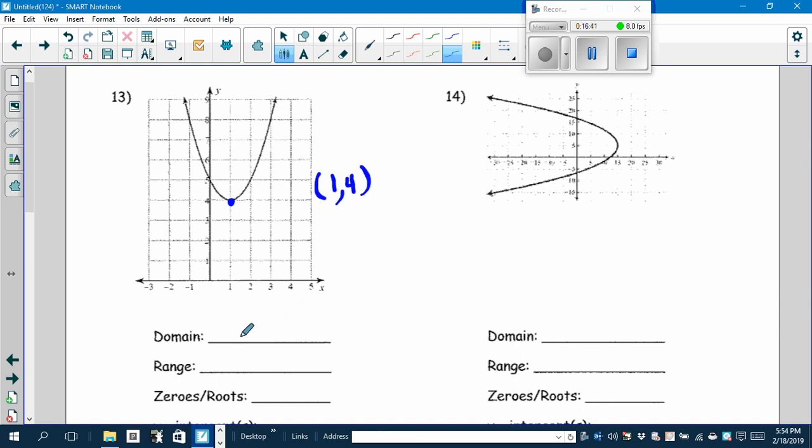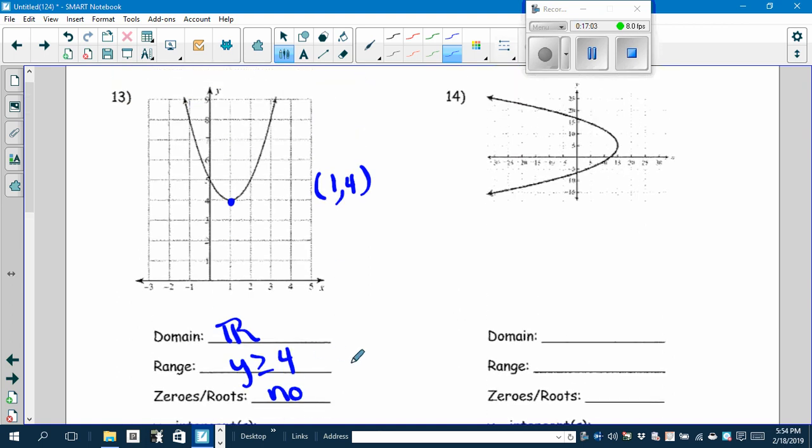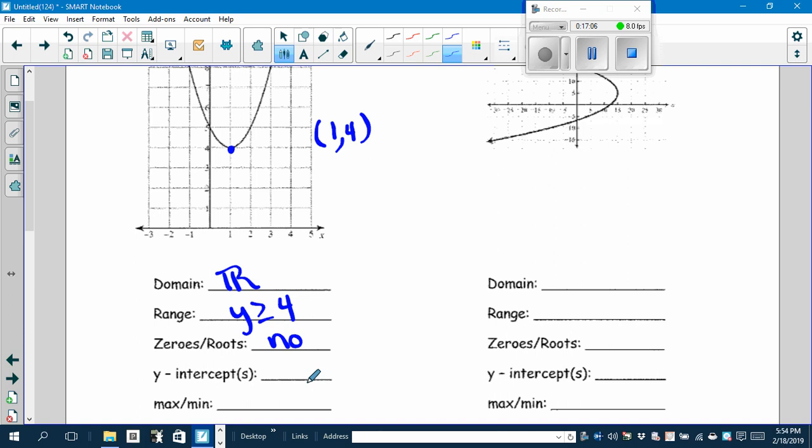Okay, so let's go ahead and start. Our domain is all real numbers because it's pointing up or down. Our range, we have a minimum y value at 4, so y is greater than or equal to 4. As you can see, it never touches the x-axis, so there are no roots or zeros. And there's one y-intercept at (0, 5). And if you didn't notice, this minimum point is (1, 4). That's the lowest point we have here.